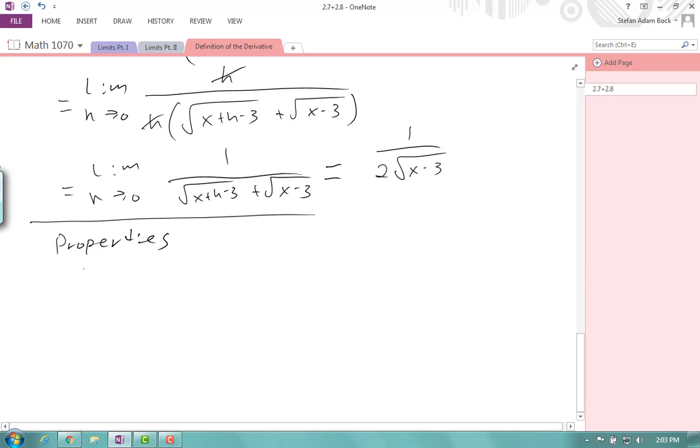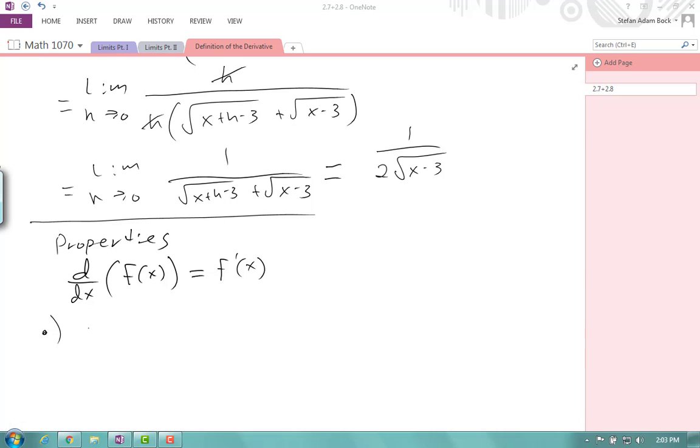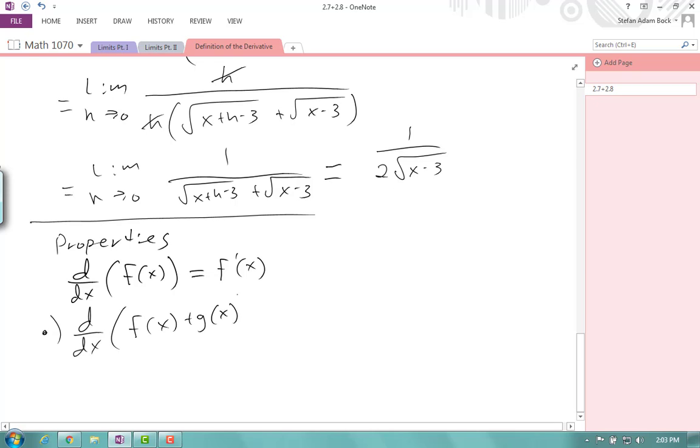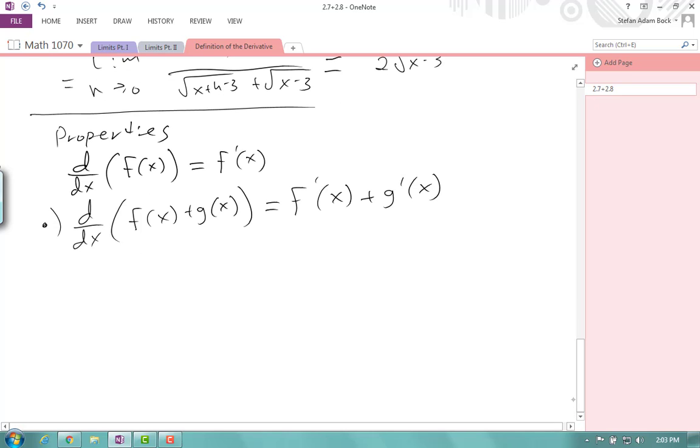My favorite notation for derivatives is this, so d dx of a function f of x is going to be f prime of x. Now I have some properties here. If I have the derivative of a sum of functions, f of x plus g of x, this is the same thing as the sum of the derivatives. Similarly, whatever works for addition works for subtraction, so subtraction works as well.